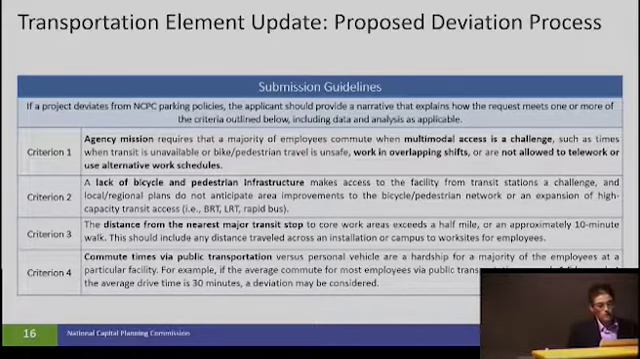Applicants will need to show how the facility meets one or more of these criteria when requesting a deviation. Staff will evaluate the information and provide a recommendation to the Commission for their consideration and final decision. In addition, deviations will only be considered for individual projects rather than at the master plan stage.